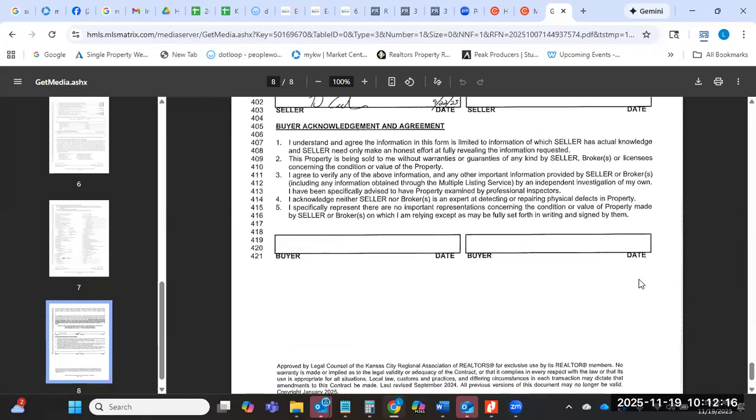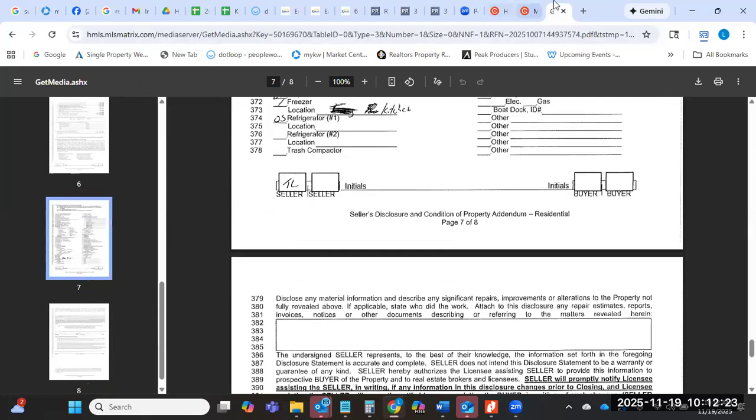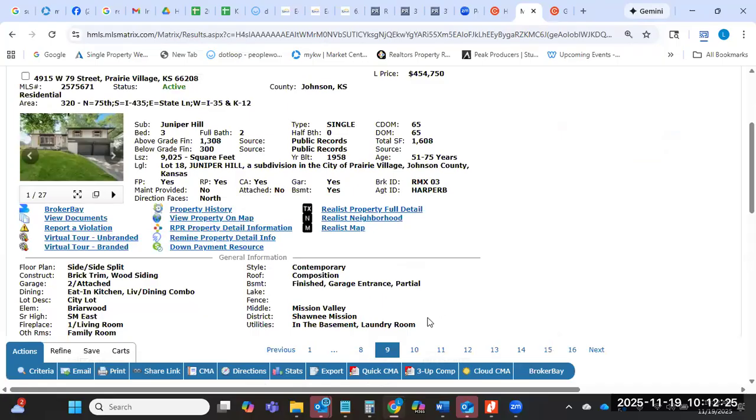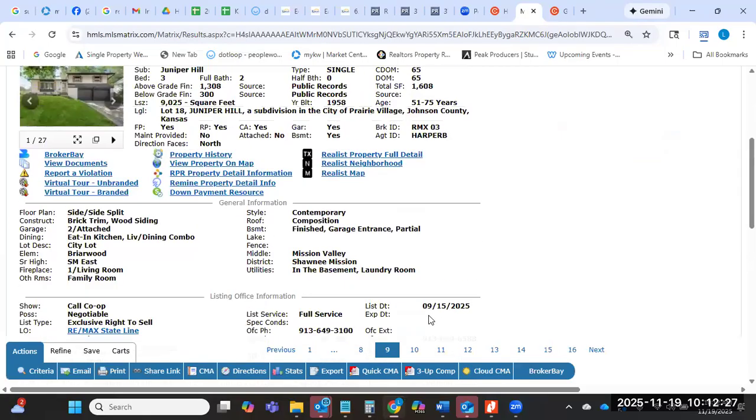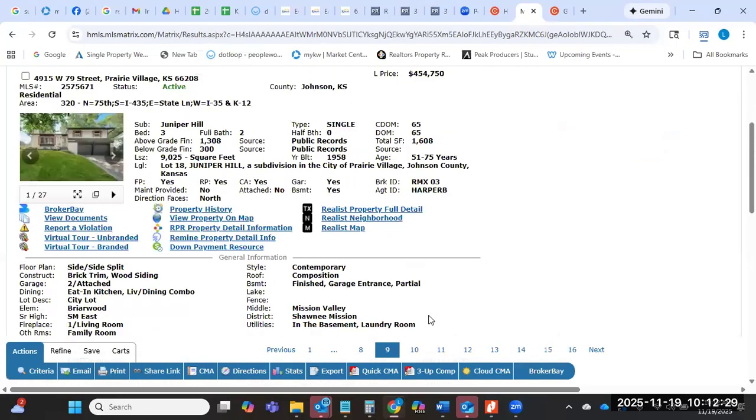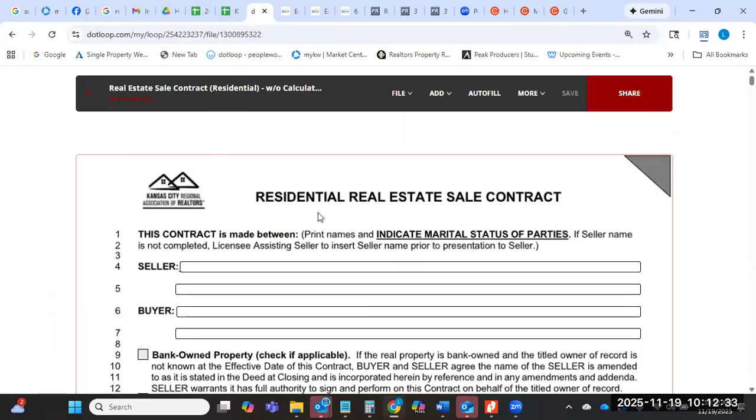Sellers have signed. You're going to be applying your buyer signatures at the bottom of this too. All right, then we get back to our listing. I'm going to keep that pulled up because as we go through the contract, I'm going to be referring back to the MLS information sheet where you find some of this information.